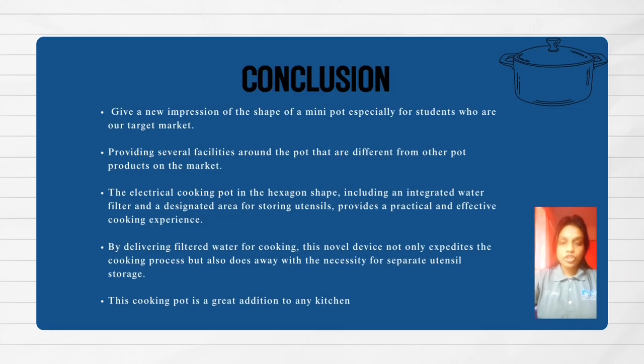In conclusion, the Hexagon electric cooking pot is a new design created by us to give a new impression of the shape of a mini pot, especially for students who are our target market. By providing several facilities around the pot that are different from other pot products on the market, it makes our pot different from the rest, which was created to make everyday life easier for students. The electric cooking pot in the hexagon shape, including an integrated water filter and design area for storing utensils, provides a practical and effective cooking experience.